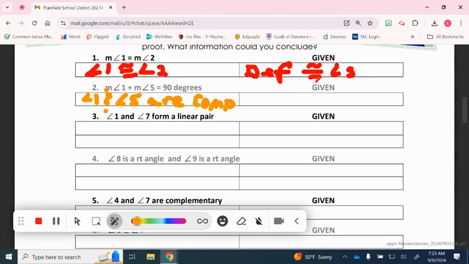Now that we have that, again, let's think to ourselves. We've heard about complementary angles, right? Do we have a theorem? Do we have a corollary? Do we have a postulate? No. So what do we have? Yeah, just the definition. So this will be by the definition of complementary angles.